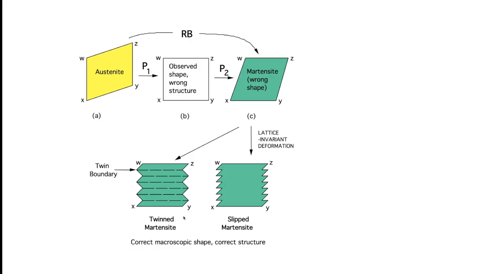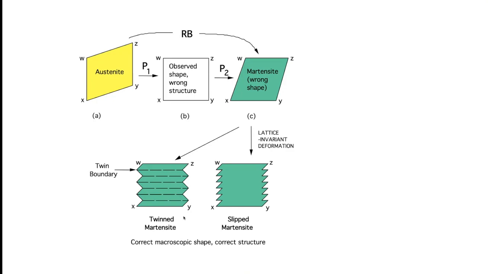Now, I said to you that this is a mathematical theory, so all of these characteristics are mathematically linked. If you have a particular habit plane, that necessarily fixes the shape change and fixes the orientation relationship. So if you have 24 different martensite plates inside your austenite grain, you will also have 24 different variants of the orientation relationship and of the shape deformation.